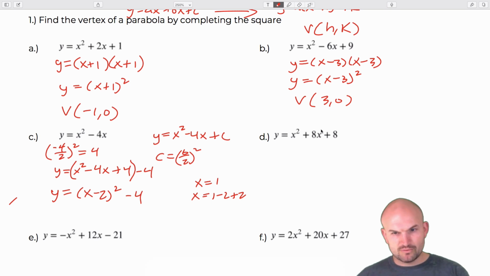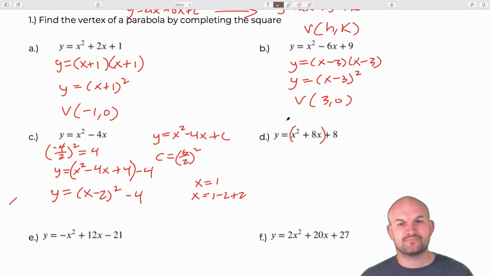So in this case, we're kind of going to do the same thing. What we're going to do is group the first two terms because there are no two numbers that multiply to give me 8 that add to give me positive 8. That is going to create this perfect square trinomial. So I need to create a perfect square trinomial inside of these parentheses. So I'm just going to forget about this outside 8 for a second. And then you could do the 8 divided by 2 squared.